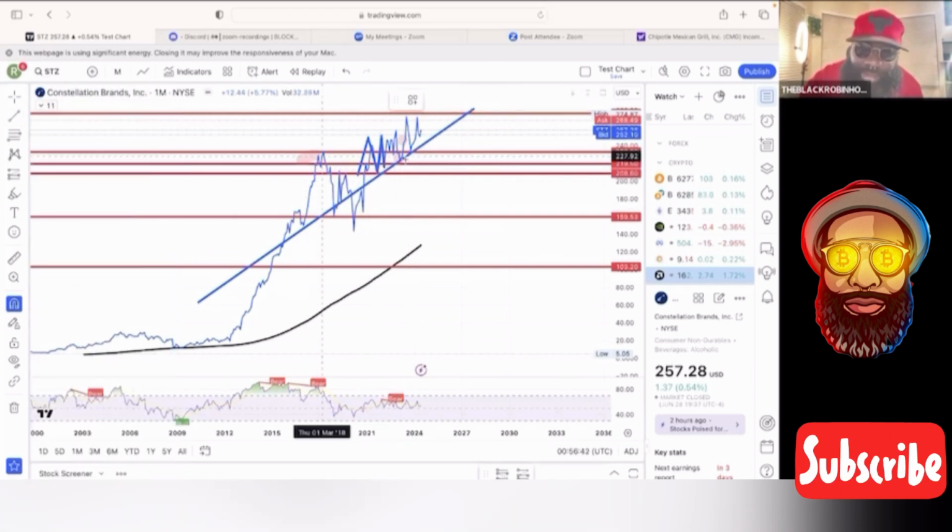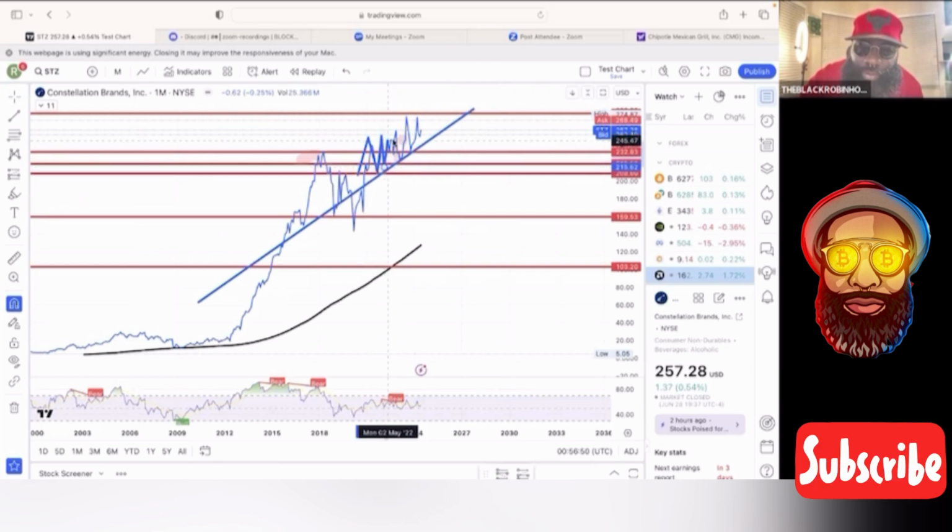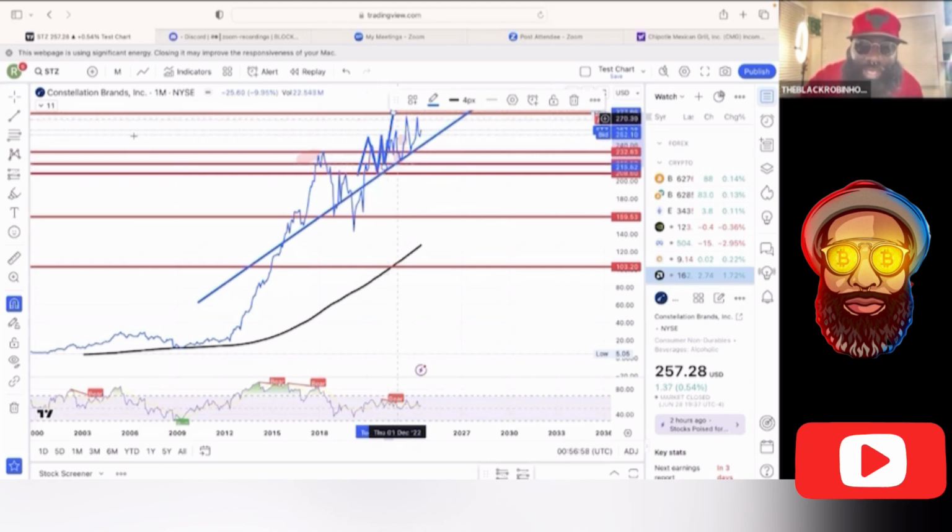And that's where you want to get in, because you get a discount when you buy at those levels, right? So you buy here and run it up.